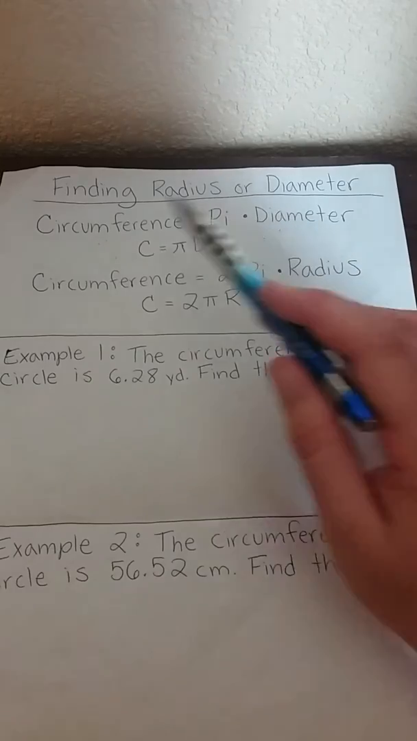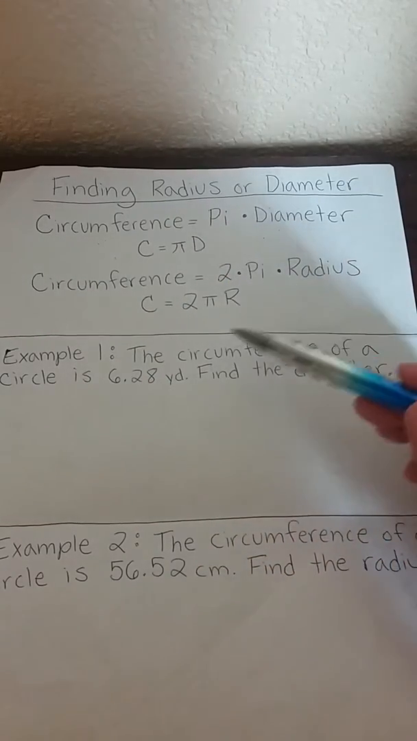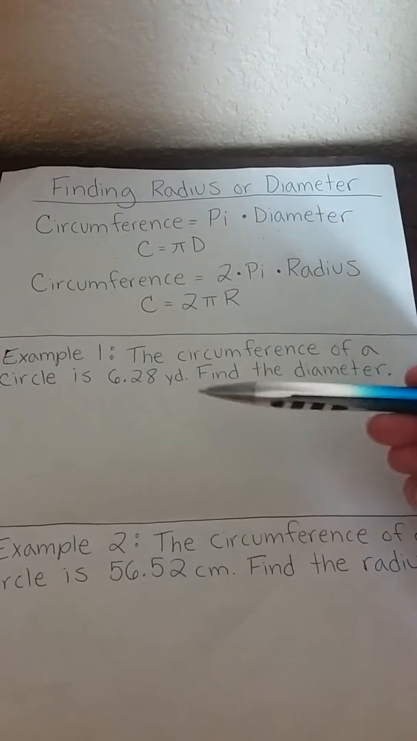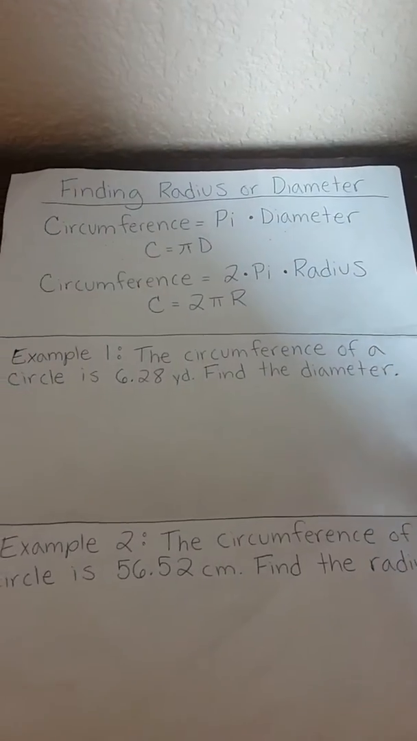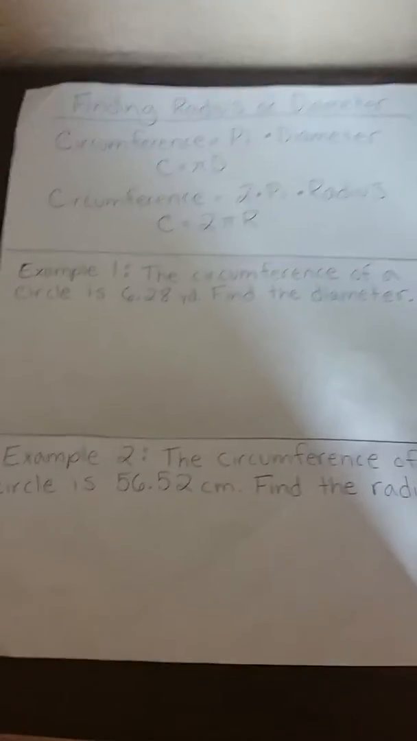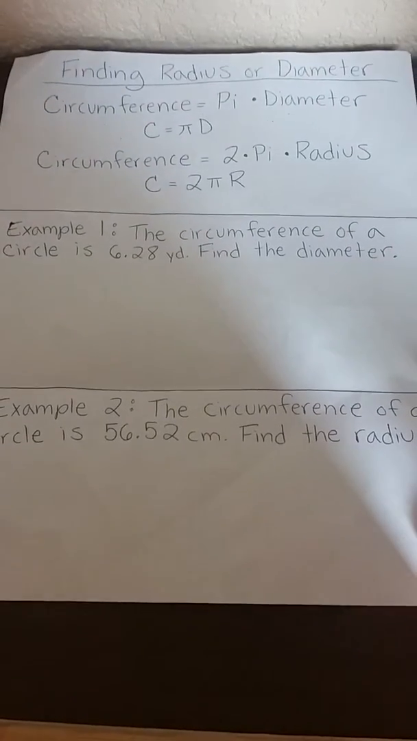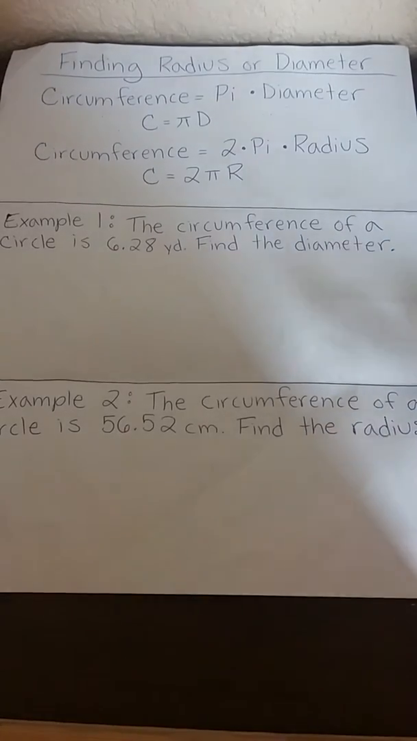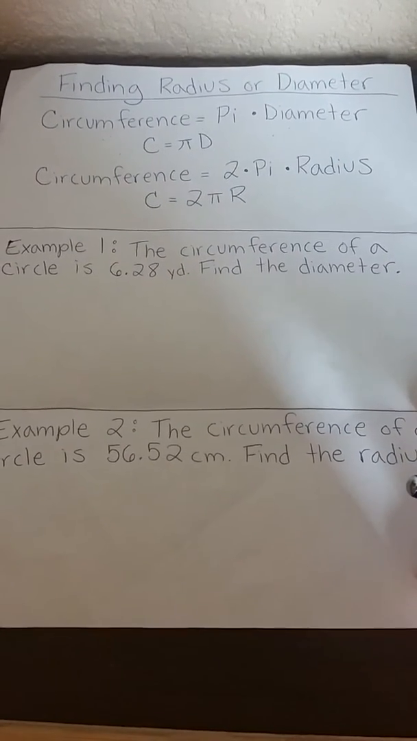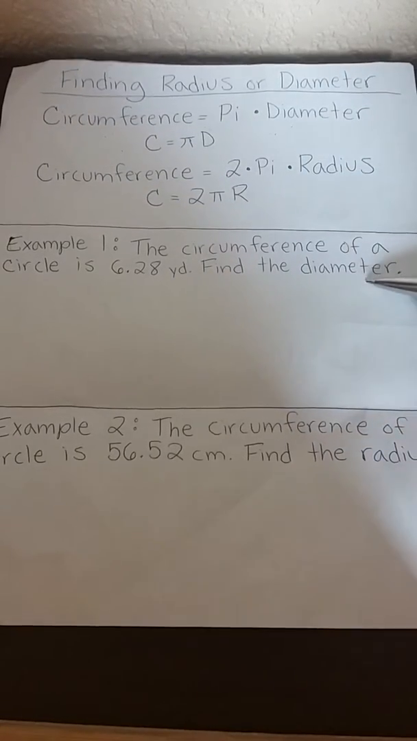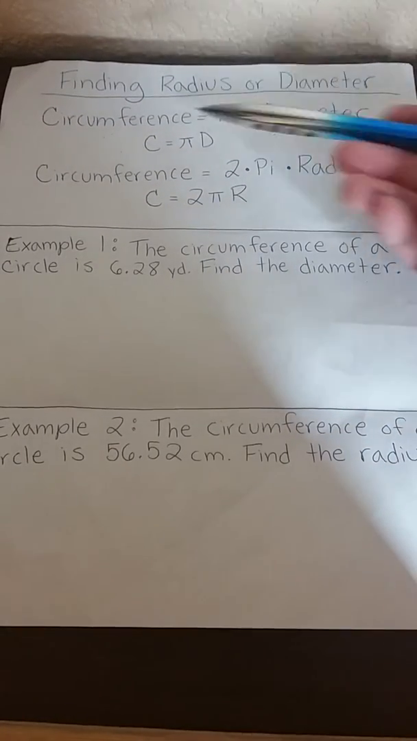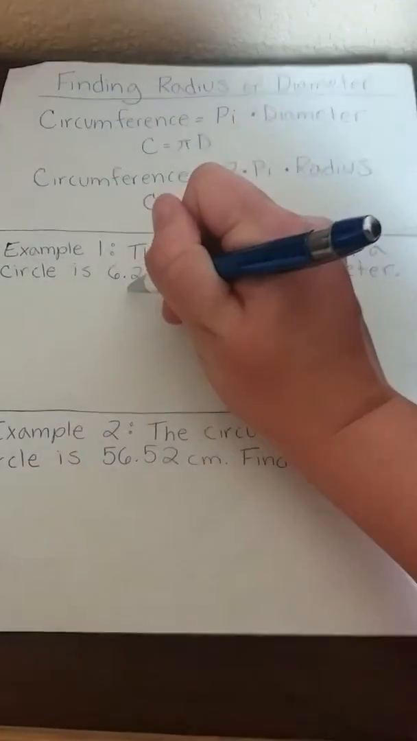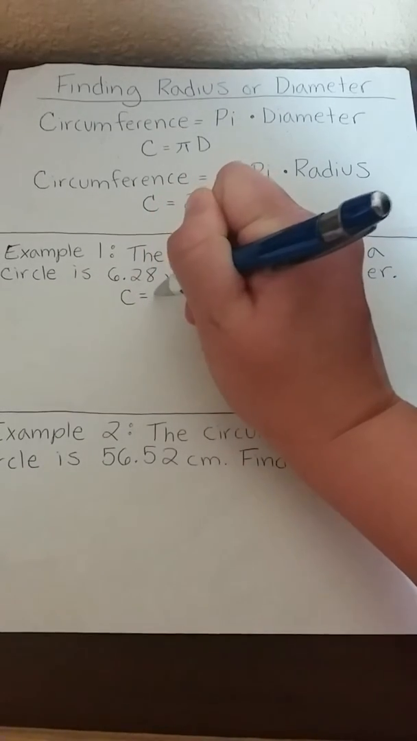Whenever you're solving a problem, the first thing you should do is determine if you're using the diameter or the radius, because that's going to help you figure out which of these two formulas to use. Let's look at our first example. Example 1 says, the circumference of a circle is 6.28 yards. Find the diameter. Since it says find the diameter, I'm going to use the top formula, circumference equals pi times diameter. I'm going to write down the abbreviated form, C equals pi d.